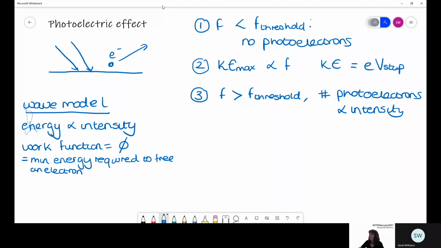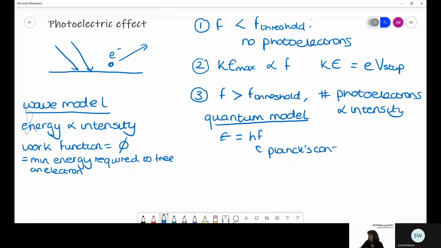So now let's look at the quantum model of light. So this is going to be on the right-hand side. So in the quantum model, light is actually made of photons with an energy, I'll call it E, equal to h times f, where f is the frequency and h is a constant called Planck's constant. An important thing to be aware of is Planck's constant is a really, really small number. It's of the order of 10 to the minus 34.